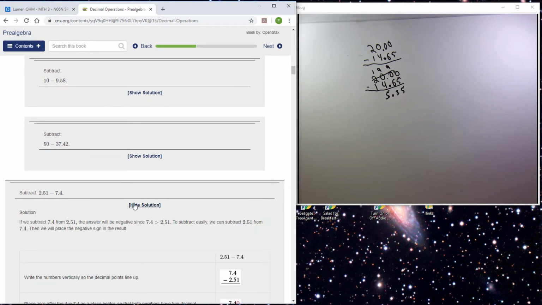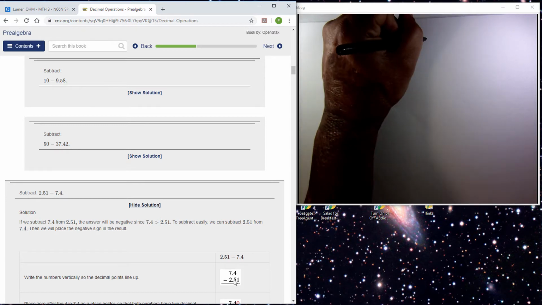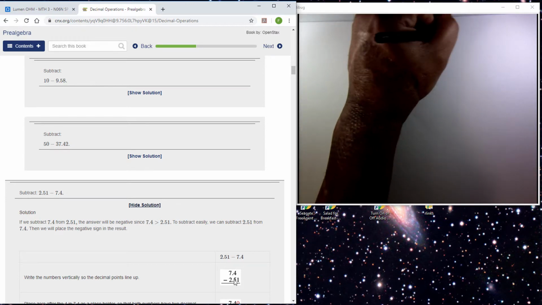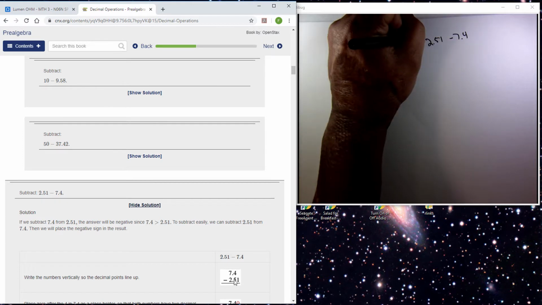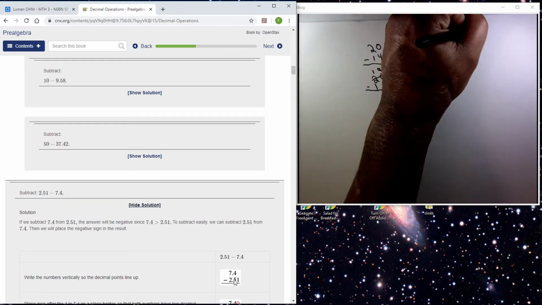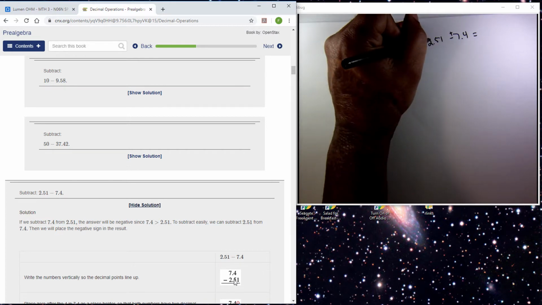Here's another one. It's subtracting. So they have 2.51 minus 7.4. They don't go to the same place. So how did they switch? What happened there when they switched it? Well, remember now, we have 2.51 minus 7.54. So I have a positive minus a positive. If I do a keep change on it, I have something like this.